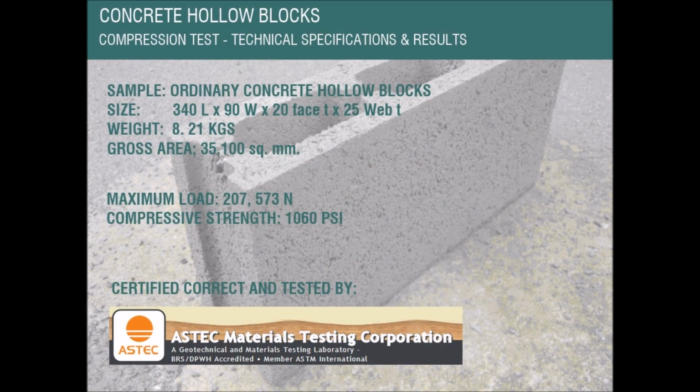Concrete hollow blocks or masonry unit compression test technical specifications and results. Size of the sample is 340 mm length by 90 mm width by 20 mm face thickness by 25 mm web thickness, having a corresponding weight of 8.21 kilograms. Gross area is 35,100 square millimeters.